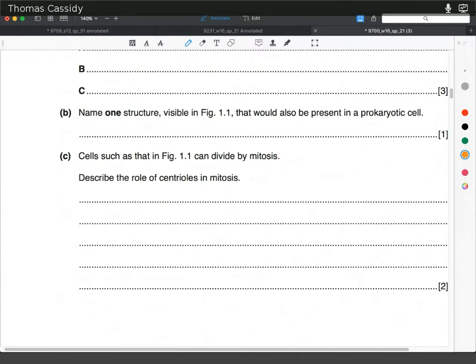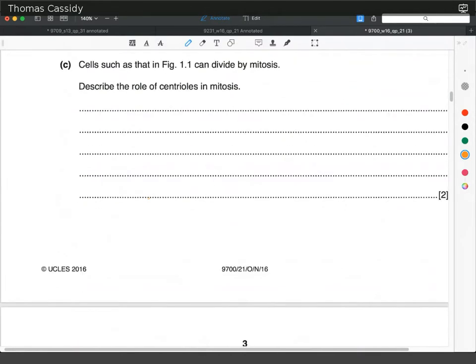And the other mark you want to pick up is in the finer details. So the fact that these centrioles will move to the poles of the cell, so that they organize everything and pull everything apart properly. But other than that, what do you think? Not too bad a question. It's only 2 marks, so we don't need loads and loads of detail there. It's not such a big deal.